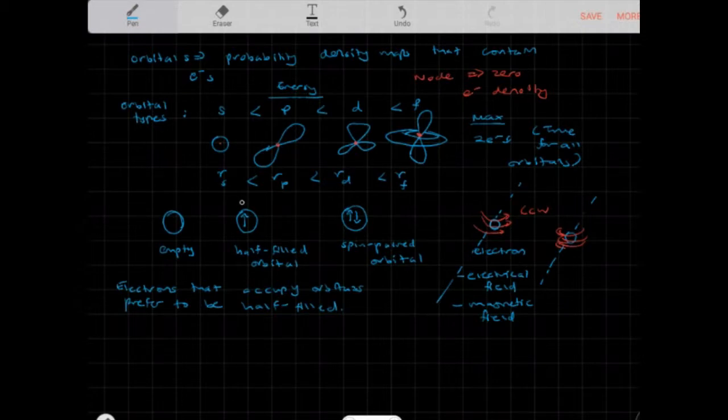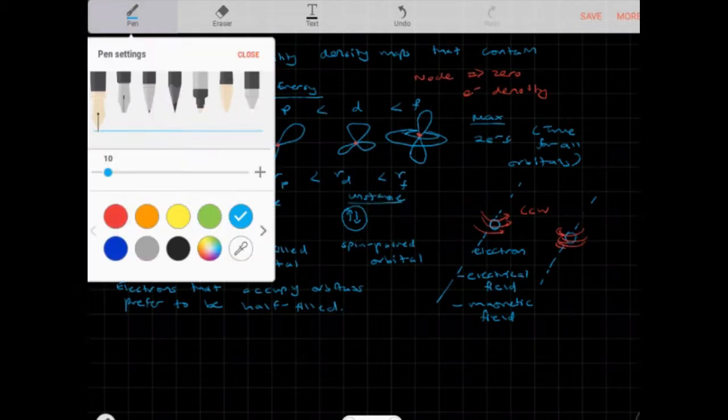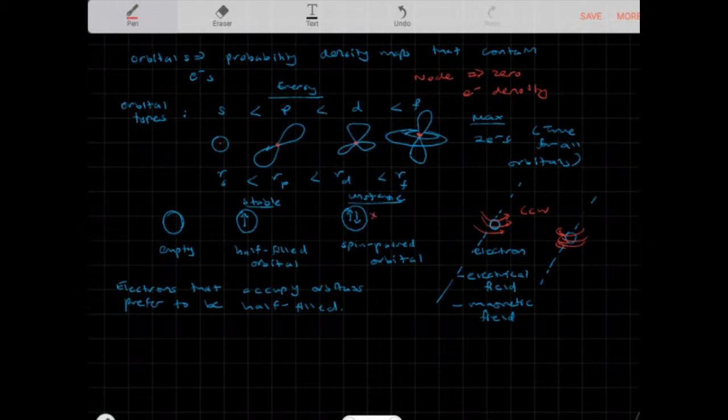So this is actually a more stable orbital. This tends to be more unstable, more reactive, because of the repulsion forces, right? There is some kind of electron repulsion that occurs here.